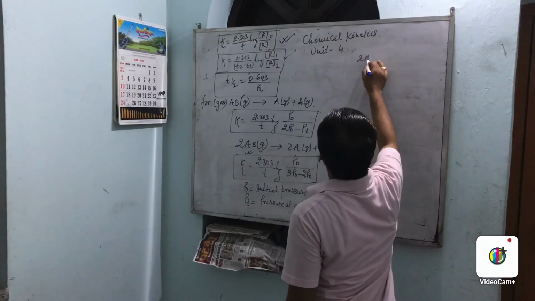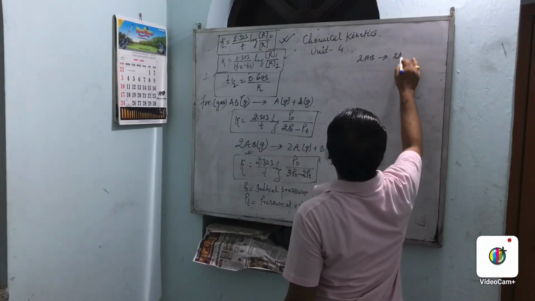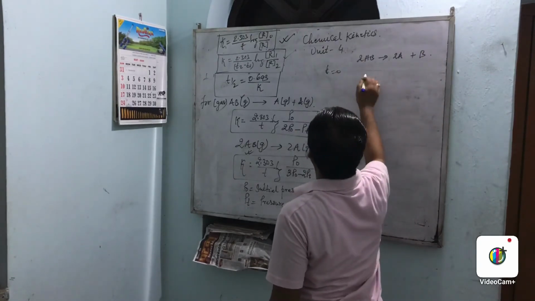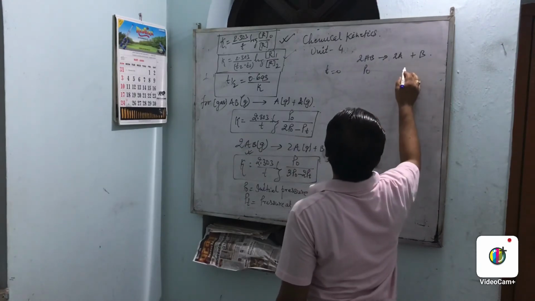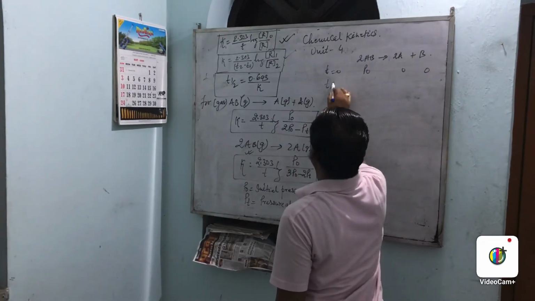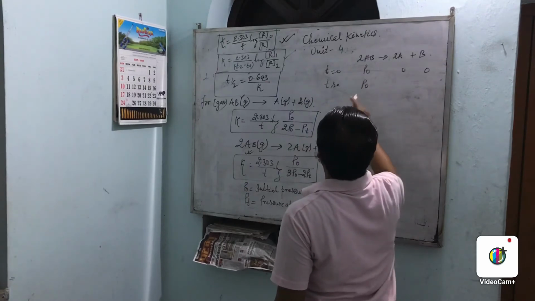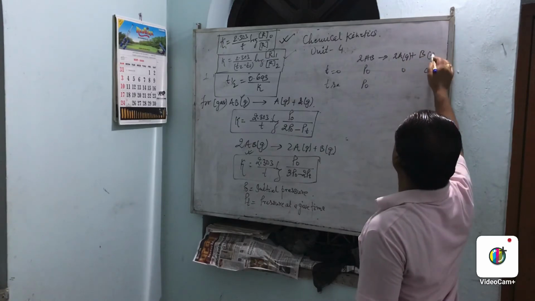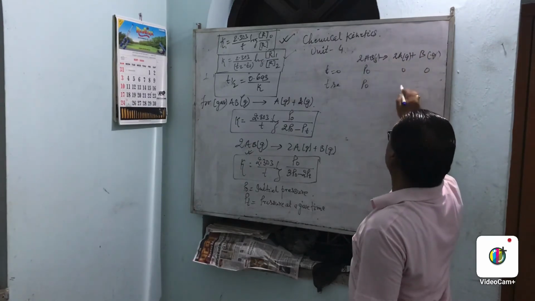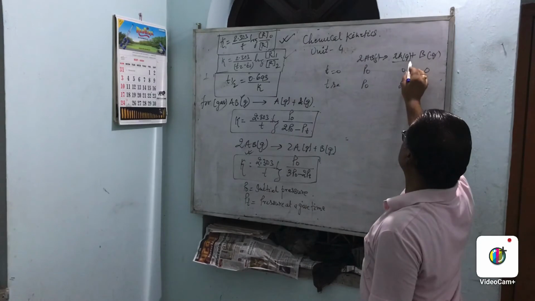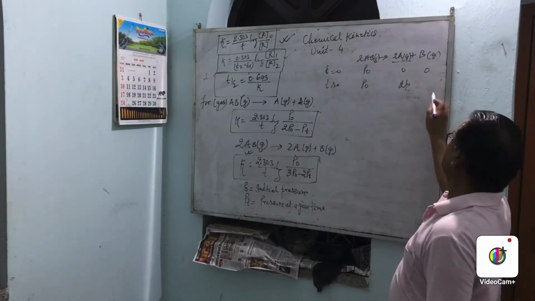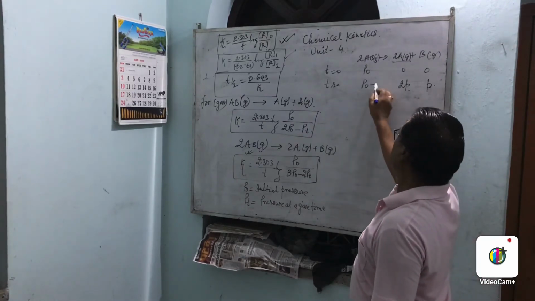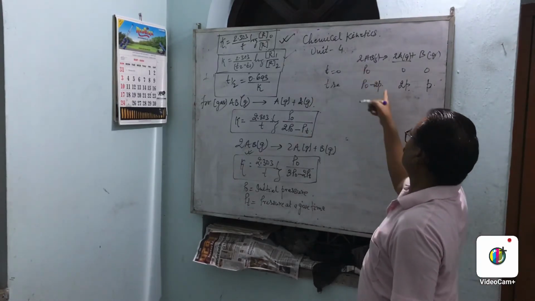So 2A → B, that is twice A, plus B. Let at time t0, the pressure is P naught for 2A, and 0 for B; at time t seconds, it is P naught minus 2P. Two molecules disappear, and B is formed. These are gases, always gas. One mole is formed, so its pressure is increased by P, and the pressure reduced here is 2P due to this one.